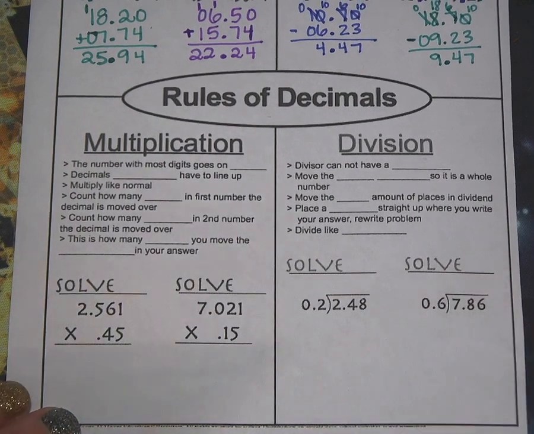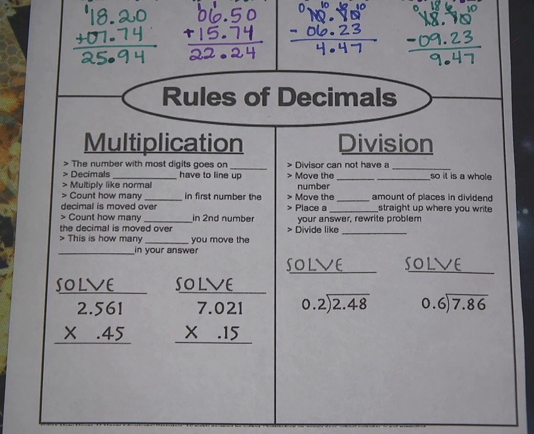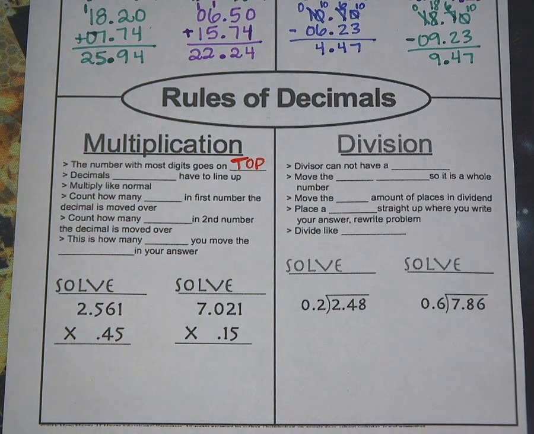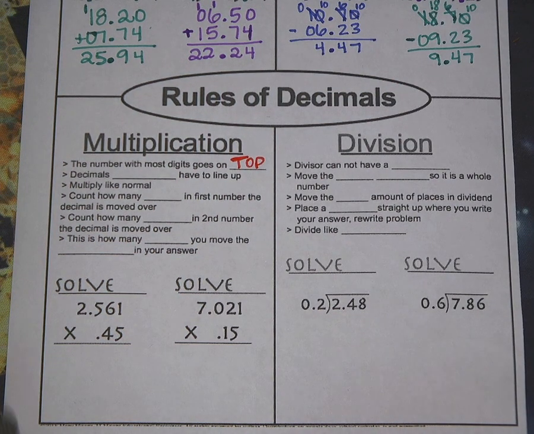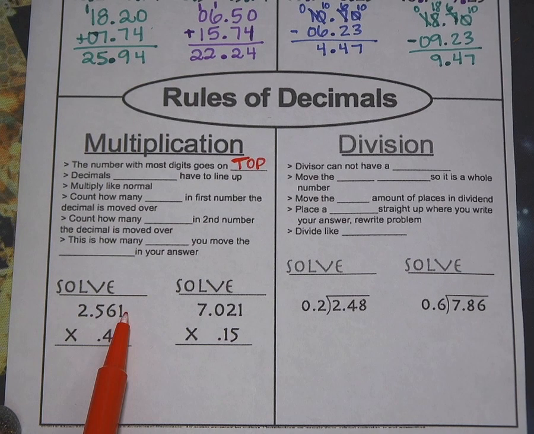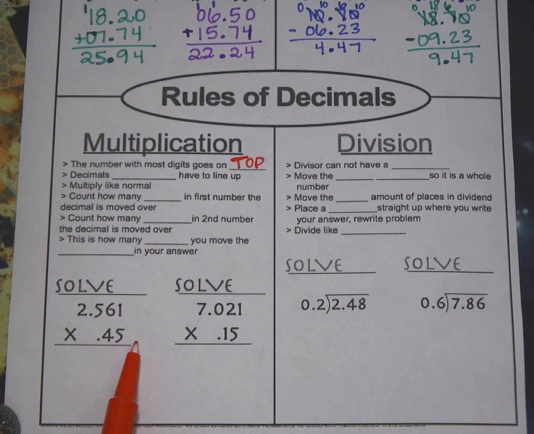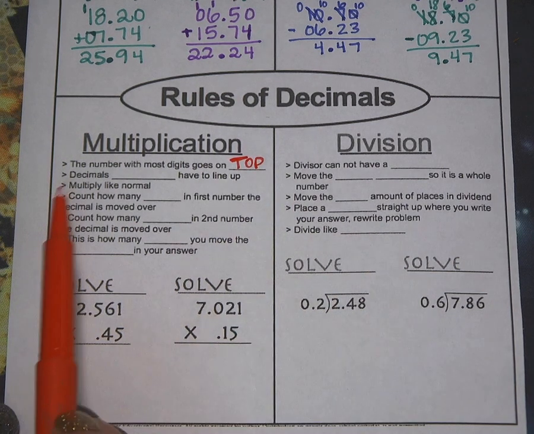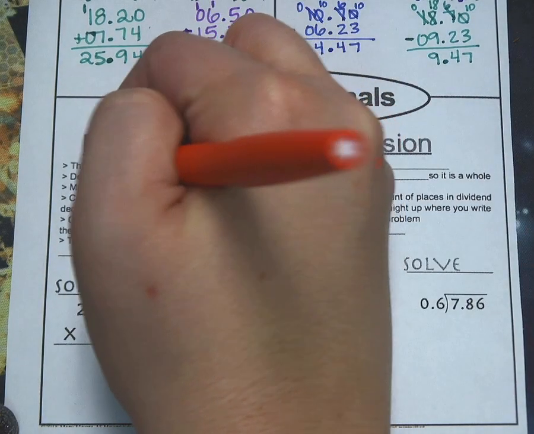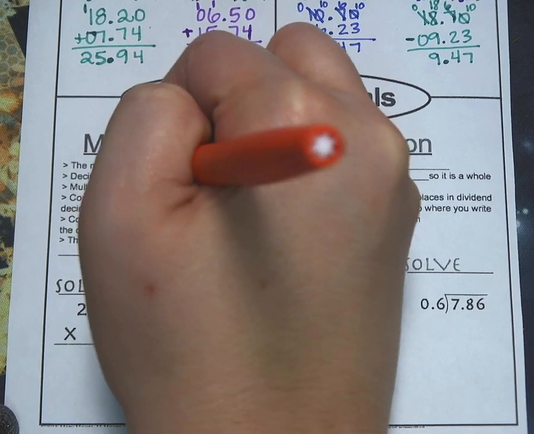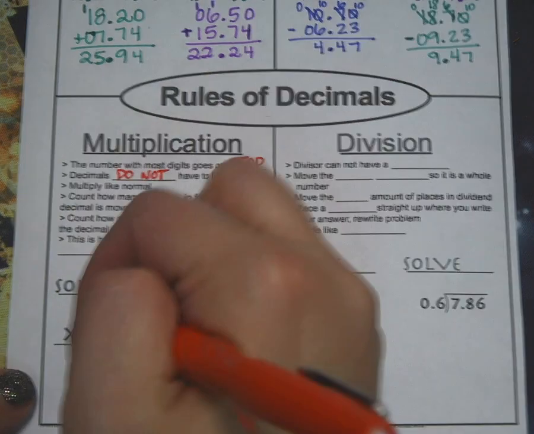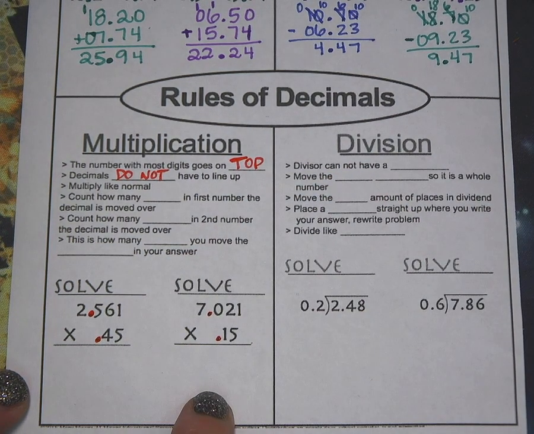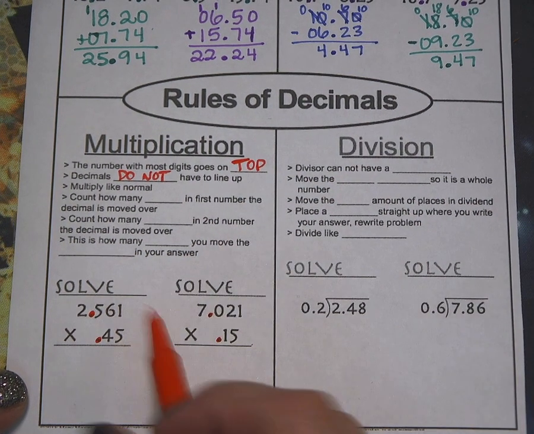All right, so multiplication, the number with the most digits goes on top. So now when we're multiplying, we need to put the longer number on top. You can see this number has way more digits than this number, so it goes on top. Same thing here, longer digits, so it goes on top. Decimals do not have to line up. Okay, so it's not like adding and subtracting. When you're multiplying, they do not line up. You can see I have a decimal here, and those clearly do not line up, okay? So that doesn't really matter.